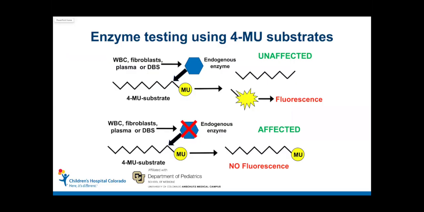So a lot of these use what's called a fluorescent substrate. And what that means is you see I've put here white blood cells, fibroblasts, plasma, DBS. That's the sample type, and that adds the enzyme. The enzyme is going to act on the substrate, in this case, a fluorescent substrate called a 4-MU based substrate. And when that enzyme acts on the substrate, it's released, and that releases light or fluorescence that we can measure. In a patient who has the condition, they lack the enzyme, so the substrate is not cleaved, and so there's no fluorescence.